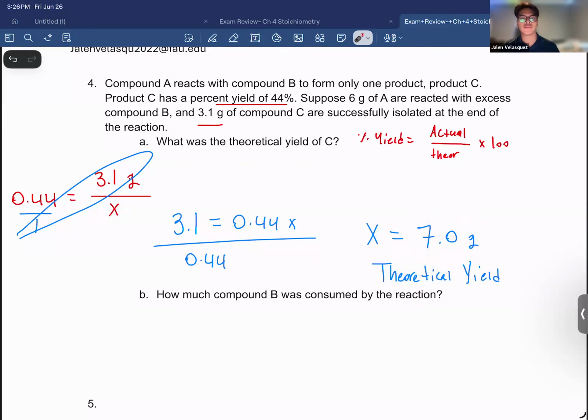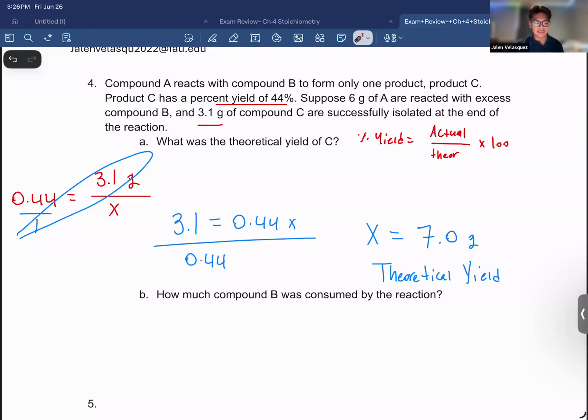I'm not sure if you're in a lab now, but oftentimes you are never going to make your theoretical yield as the actual yield, right? Because you have incomplete reactions. You might knock over your beaker or something. There's a million things that go wrong in the lab. So, yeah, that's really what the idea is, okay?